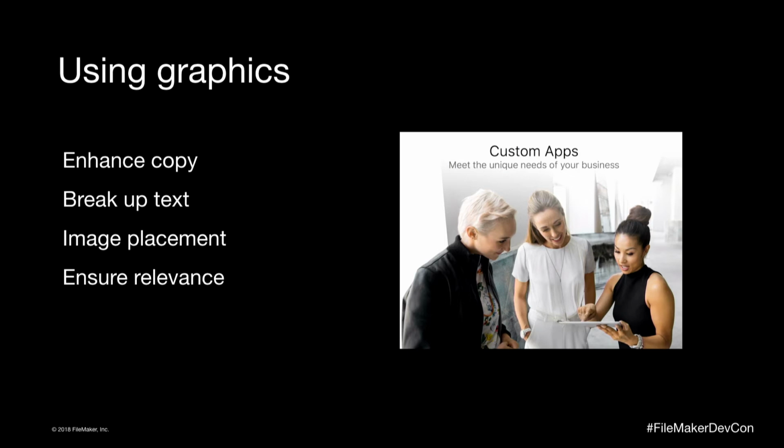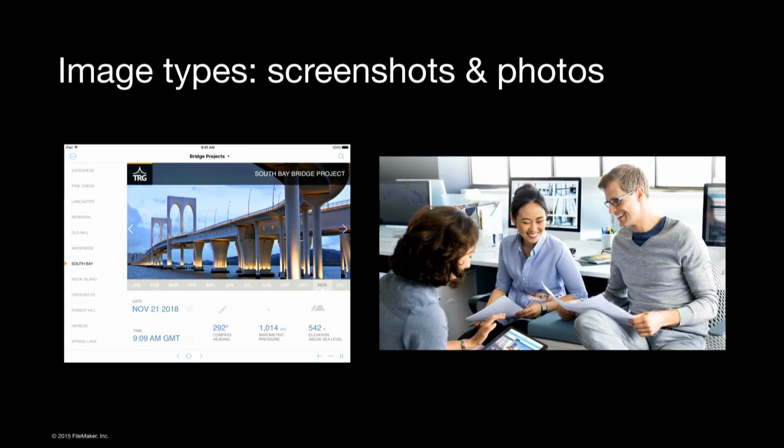And also make sure the image represents what you're writing about, because it does help people visualize what they're about to read or already have read. Different types of images: screenshots of your product. People want to see exactly what it looks like. Or also people using your product, because psychologically, people like looking at pictures of other people. It really draws people in.